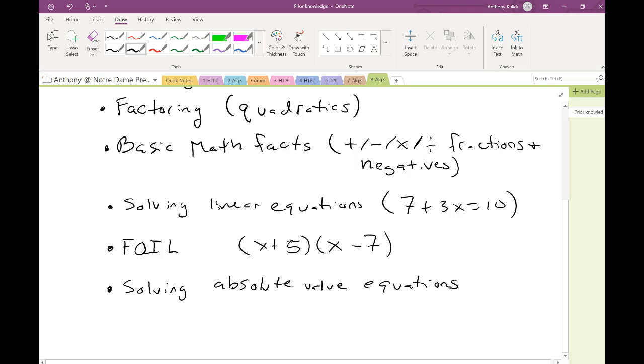We will review absolute value functions and how to solve an absolute value equation for sure in Algebra 3-4. But that is something that I would hope we remember a little bit of.